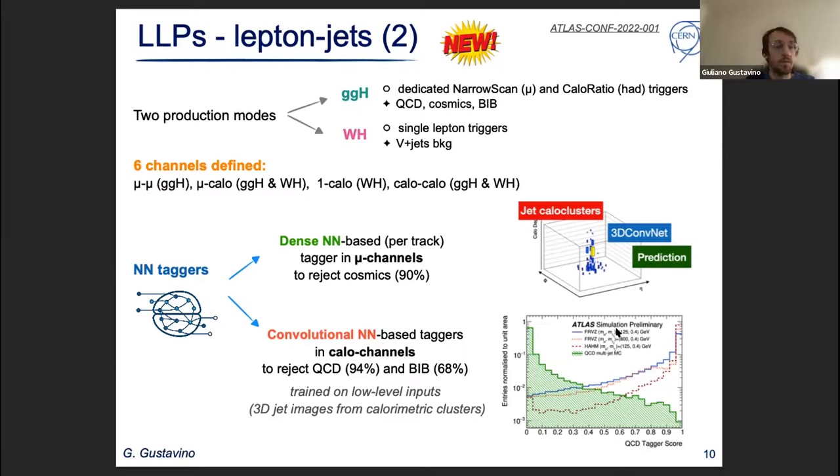For the muon channels, we have a dense neural network, which is a cosmic-track tagger. It is aimed at rejecting cosmics based on the track information, suppressing the cosmics by an order of magnitude. For the electron channels, we have a convolutional neural network, which is a jet tagger, trained on low-level inputs, basically 3D jet images from the calorimeter clusters. And this is able to reduce the QCD background by a factor of almost 20 and the beam-induced background by 70%.